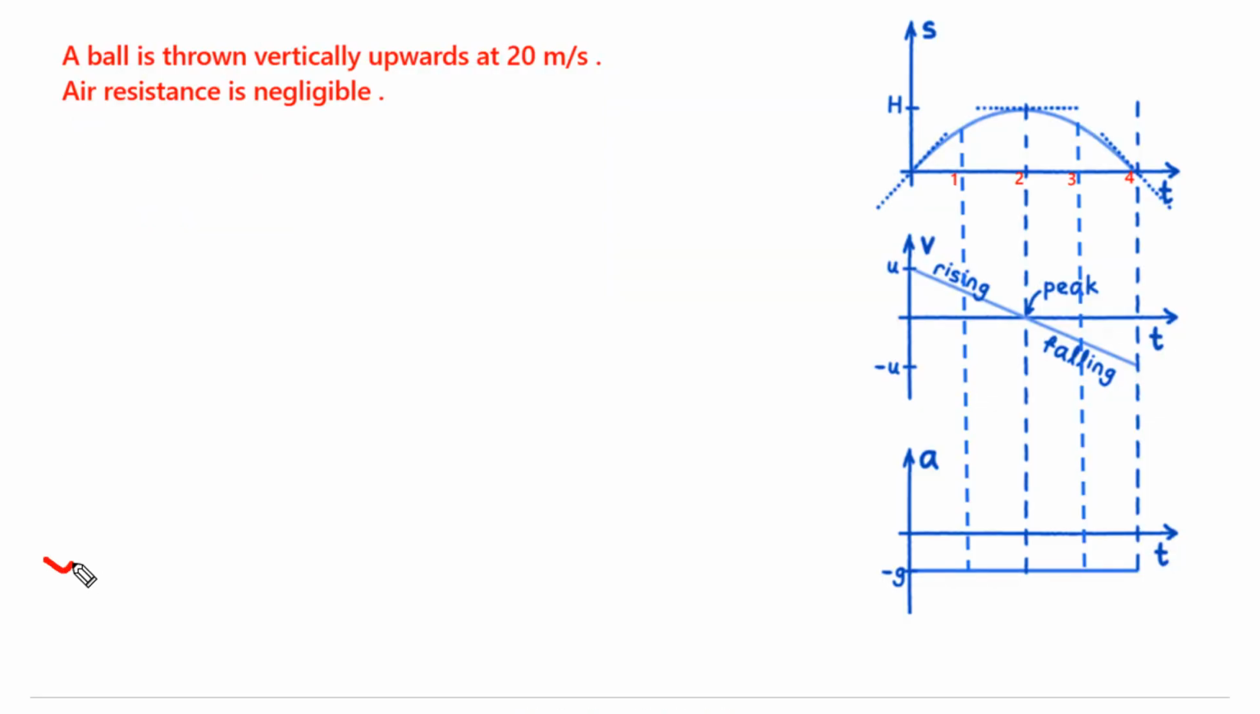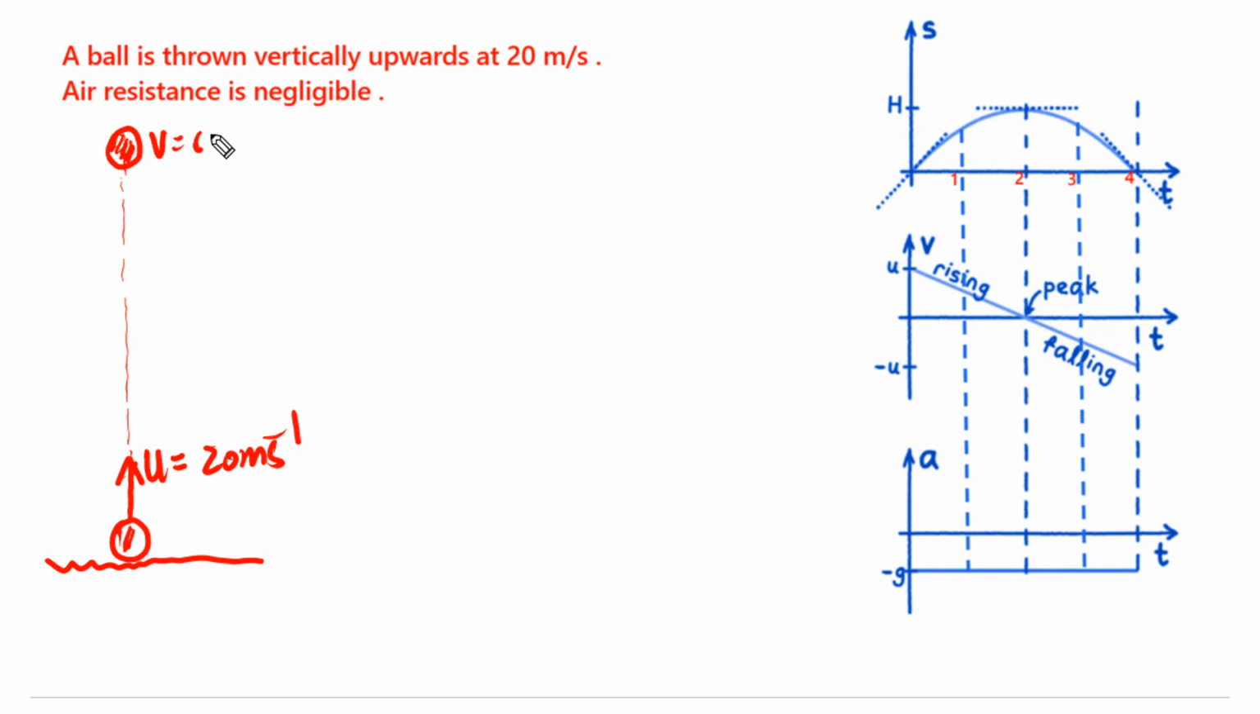First of all, let's try to sketch the given situation. In this case, we have a ball that is thrown vertically upwards and its initial velocity is given, that is equal to 20 meters per second. As it is projected upward, the ball will go up and finally it will reach a maximum height. Let's say this is the maximum height.